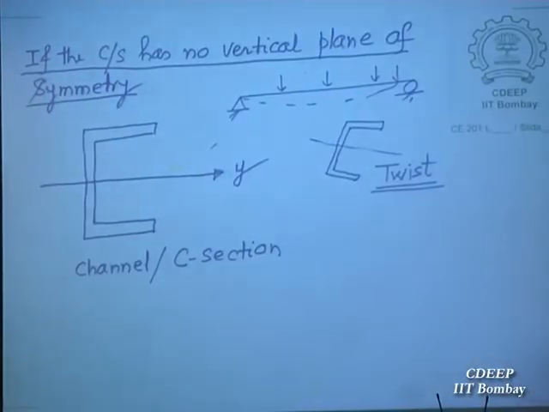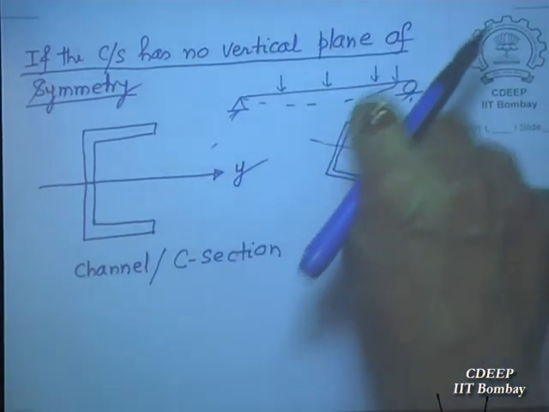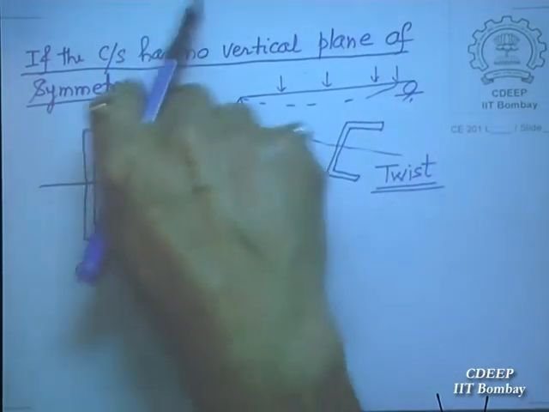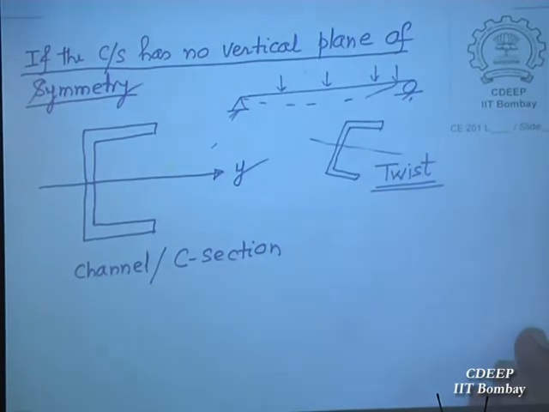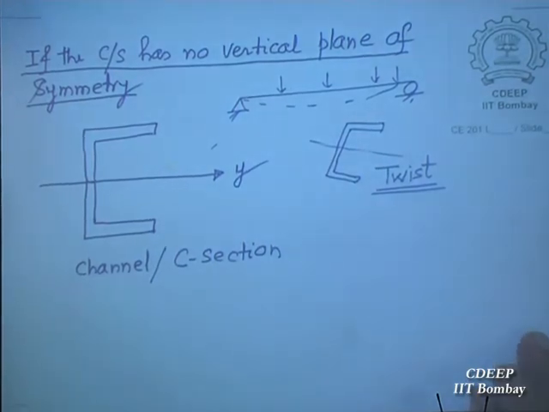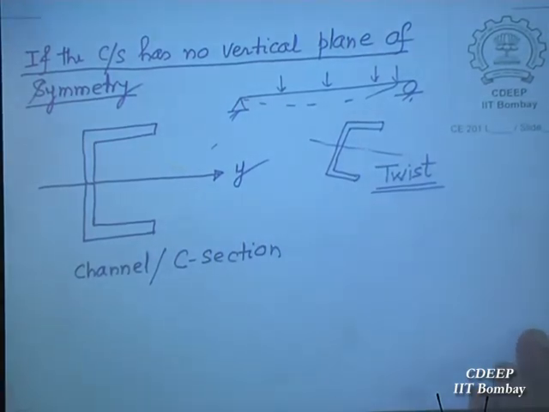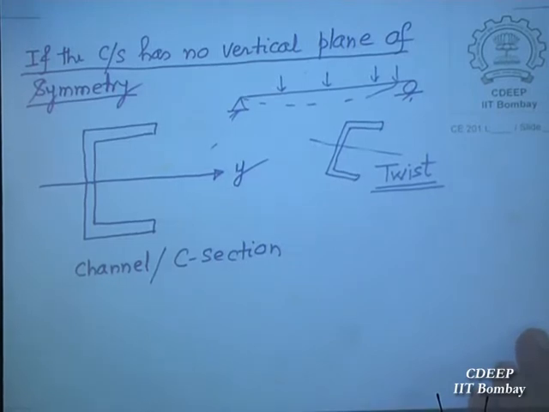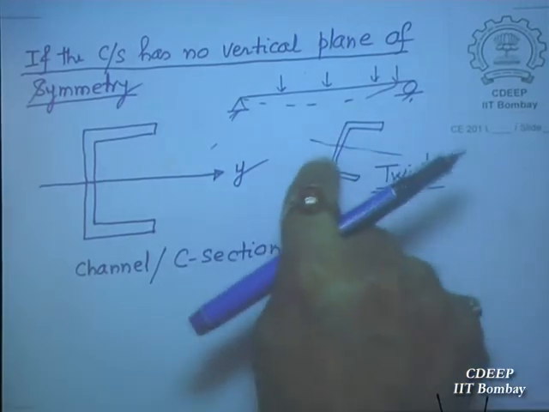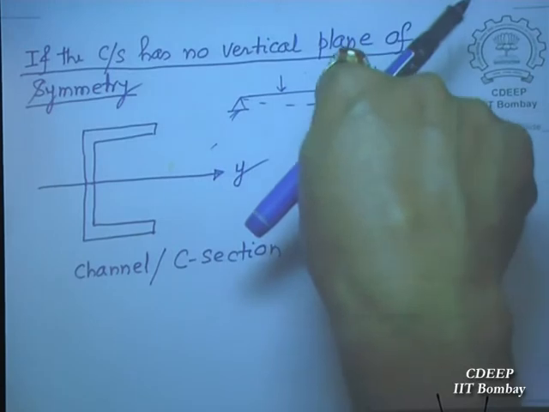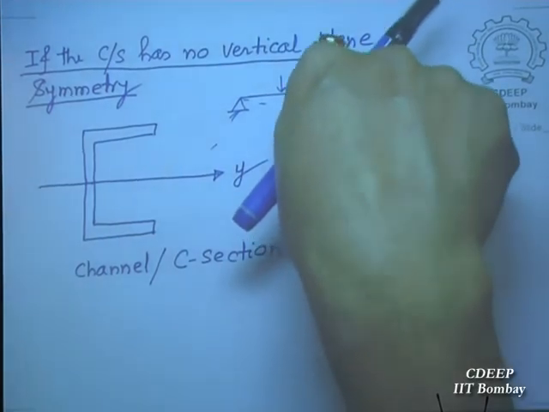Yes, physically you can see that because it has no plane of symmetry. If you apply a load at any point, it is going to twist. Now bending and twisting combined, then also there is a shear, three things. So there is a point through which, if the load is applied, this twisting can be avoided.